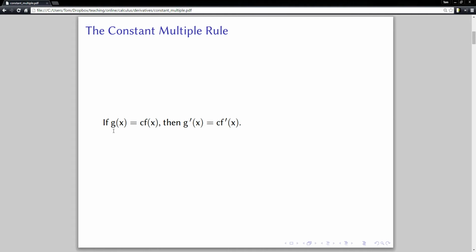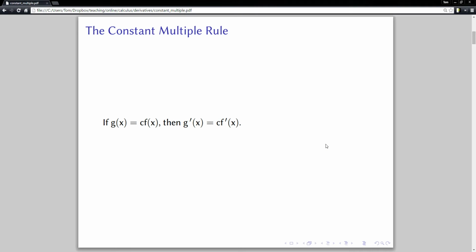Here we have a function g of x, and this function g of x is built by taking a constant c and multiplying it times some other function. So I have a function f, and I multiply it by a constant, and that's how g is constructed. Then over here, this tells us how to take the derivative of a function like that. The derivative of g will be that same constant. So I really don't have to do anything with the constant. I just basically rewrite it and then multiply by the derivative of f here.